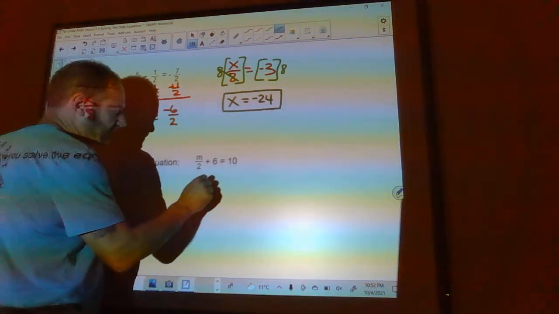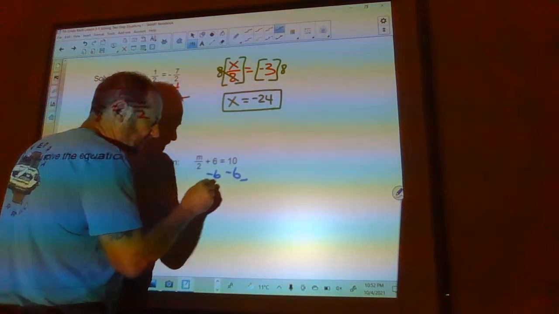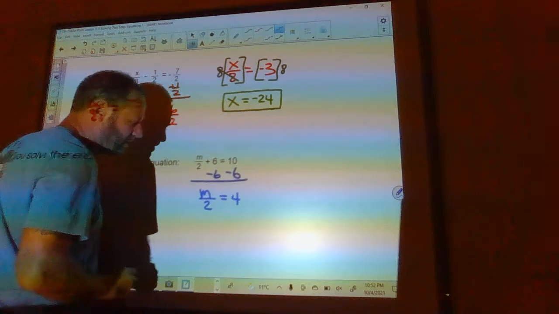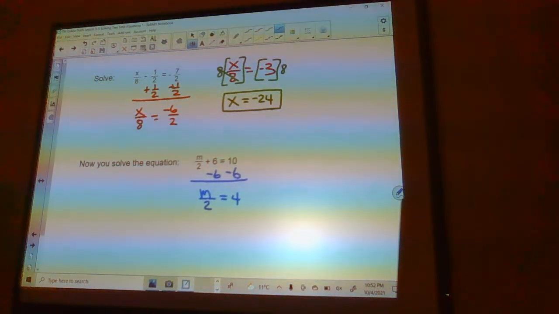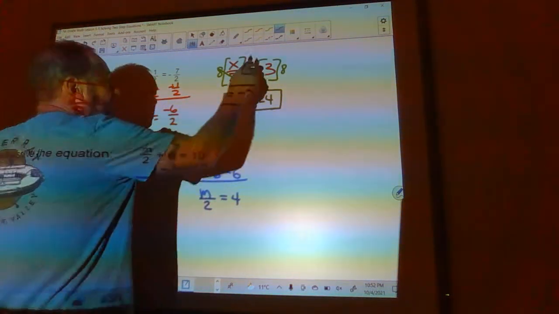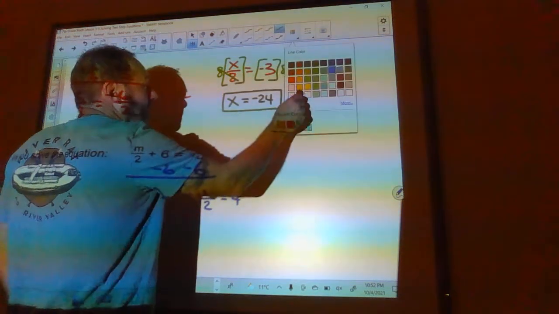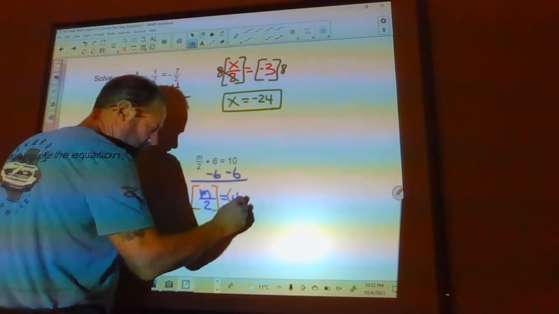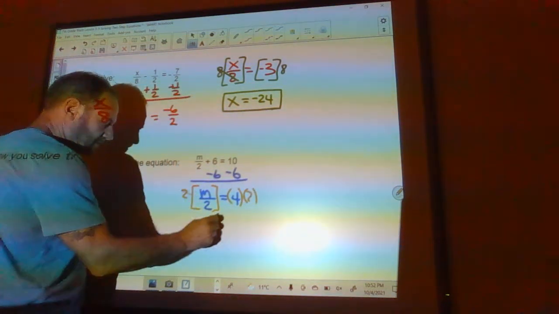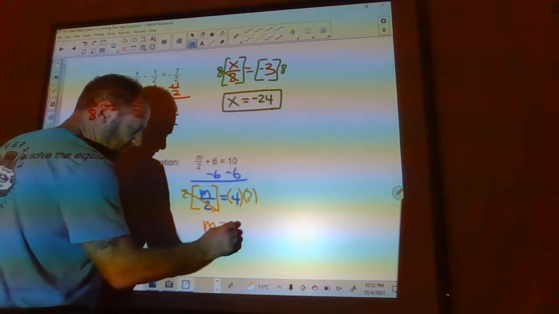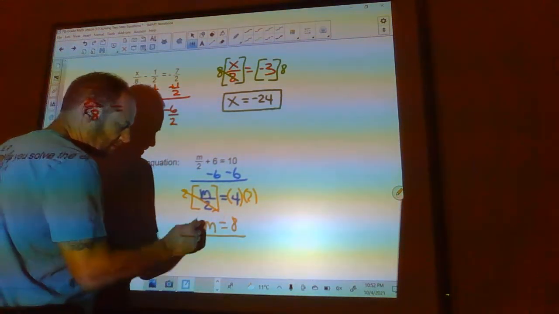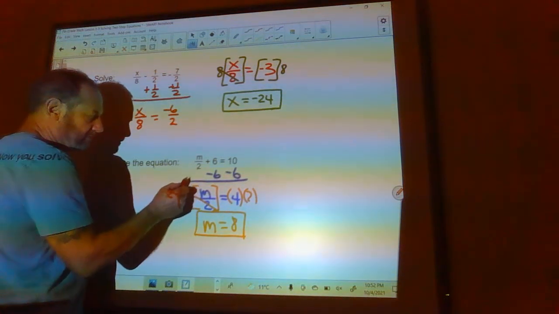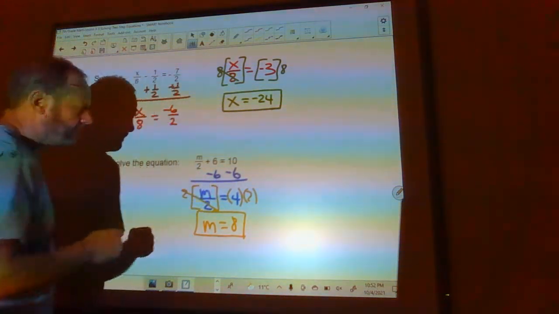Okay, first step should be to subtract 6 from both sides. You get m over 2 equals 4. And now my second step is going to be to multiply both sides by 2. This cancels here. I get m equals 8. If I take 8 and plug it in here, I get 8 divided by 2 is 4, plus 6 is 10.